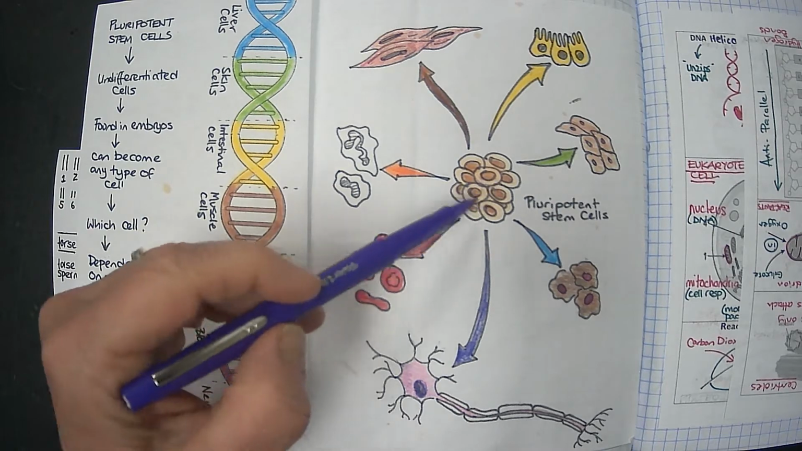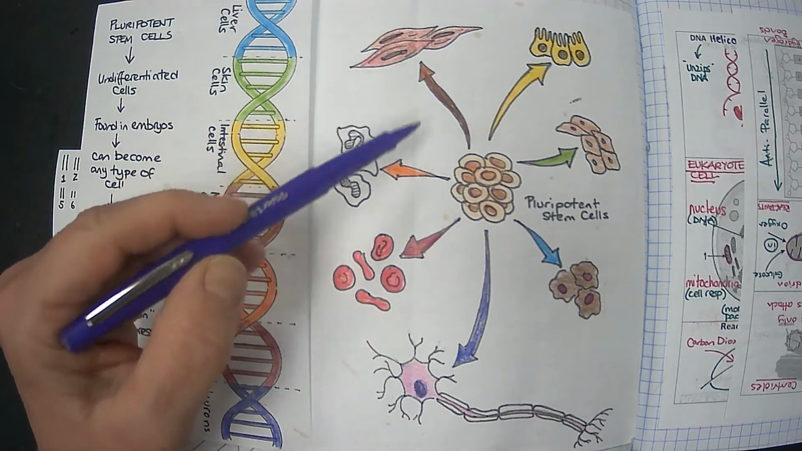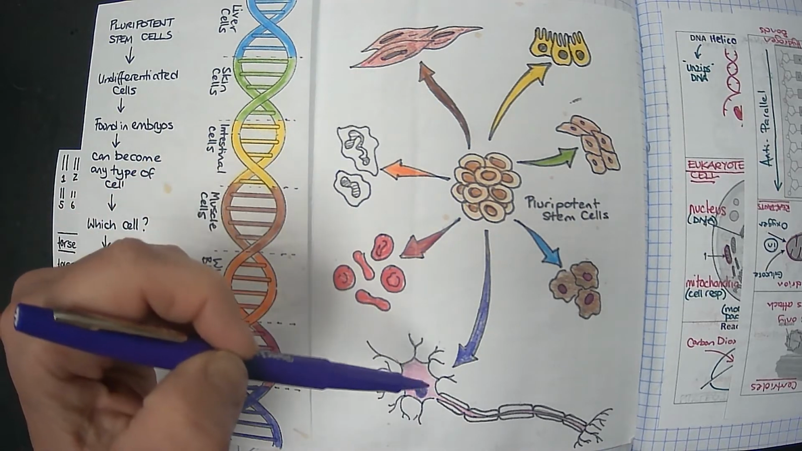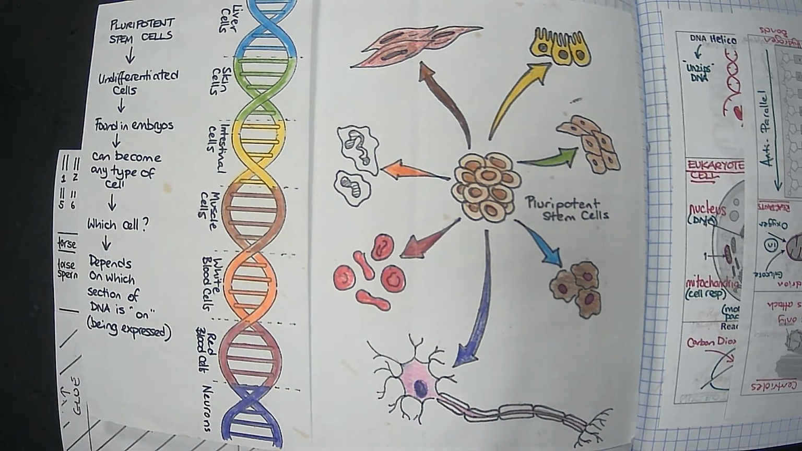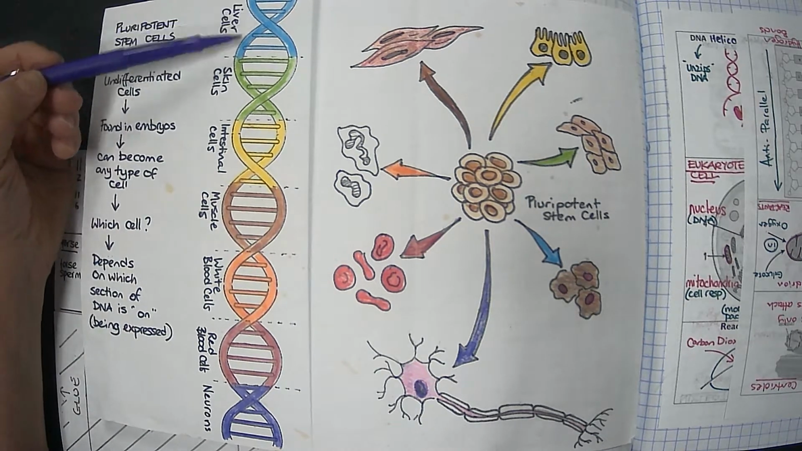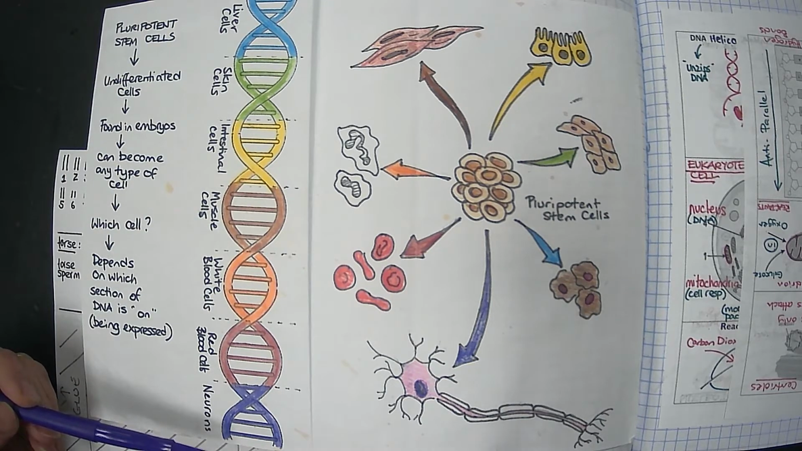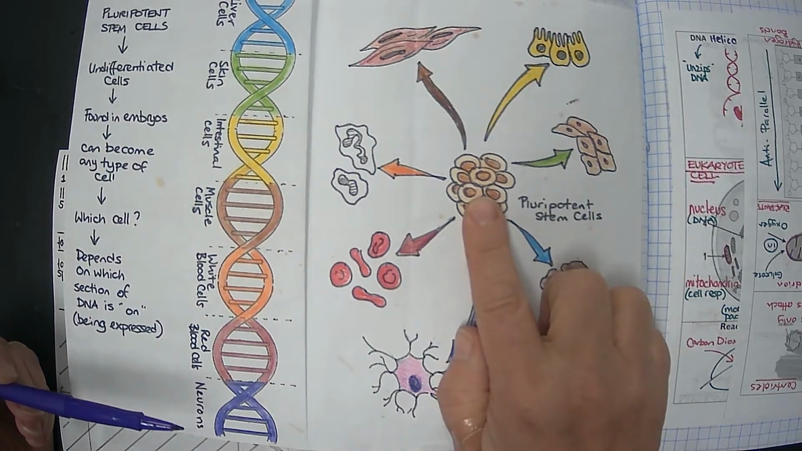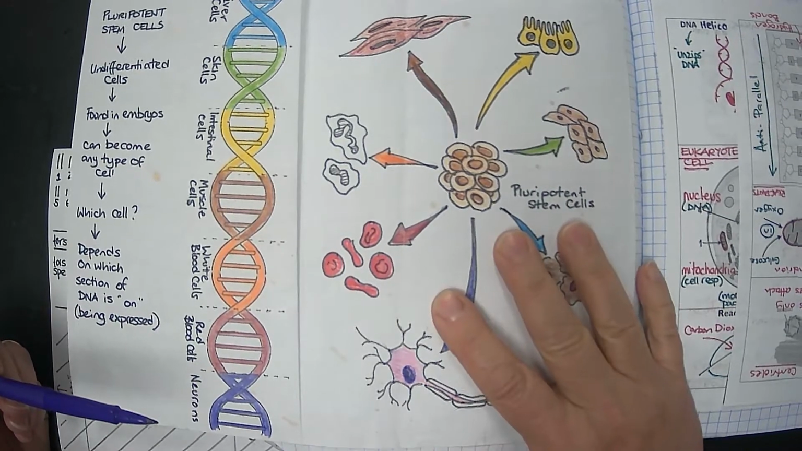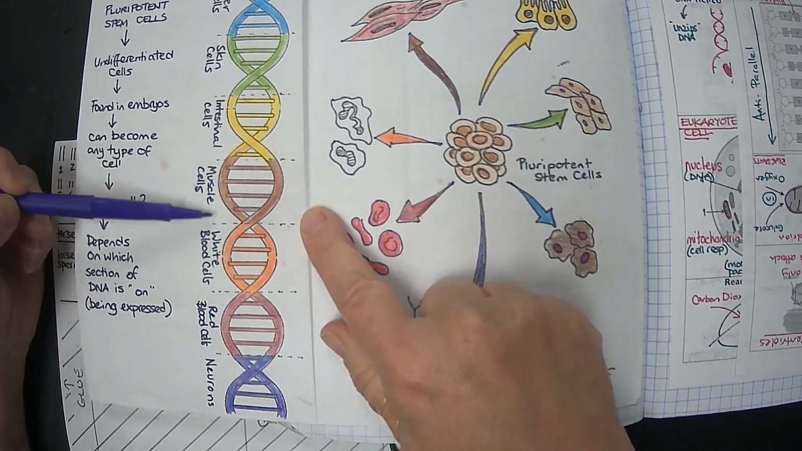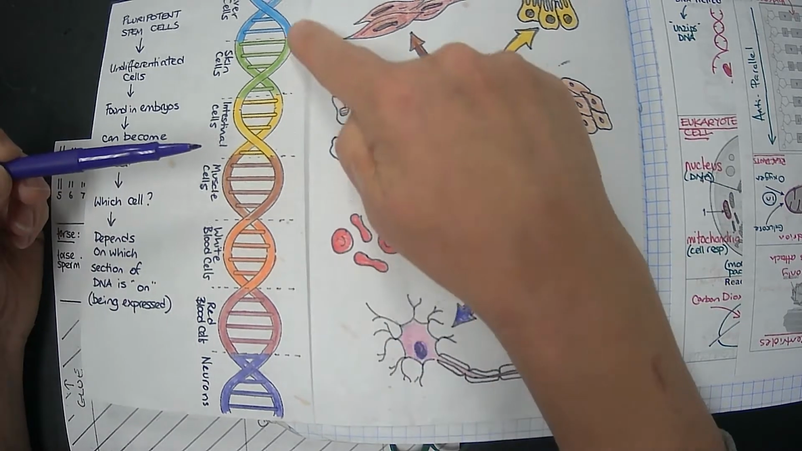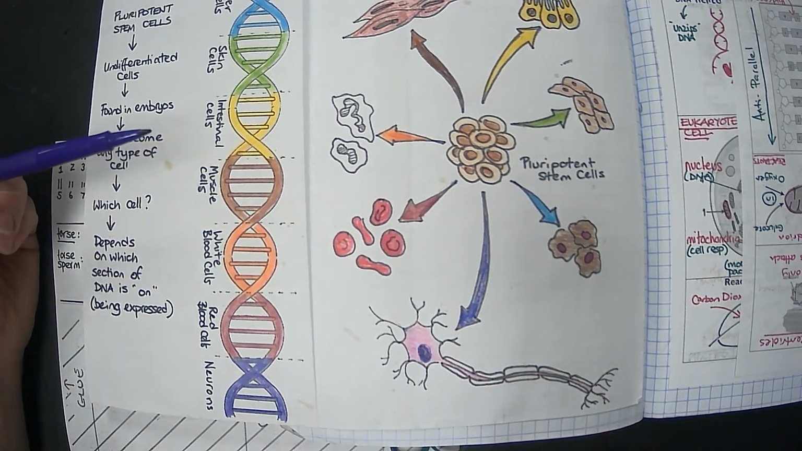If you have pluripotent cells, they could become muscle cells, blood cells, nerve cells, epithelial cells, skin cells, whatever type of cells you need them to be, because they have a complete set of DNA. So they've got the information to be all types of cells. So why, if they have all the information, do they become muscle cells? Well, they become muscle cells because this section of DNA here is switched on while everything else is switched off.